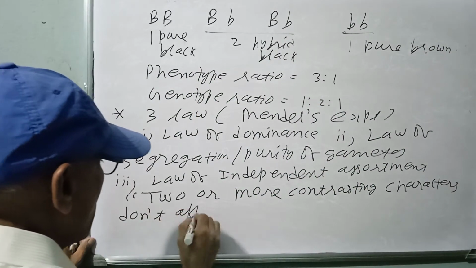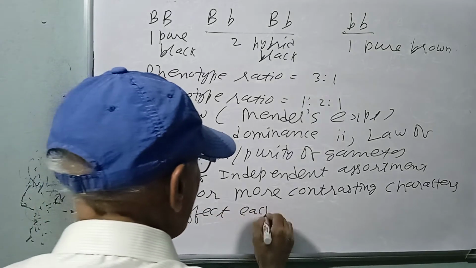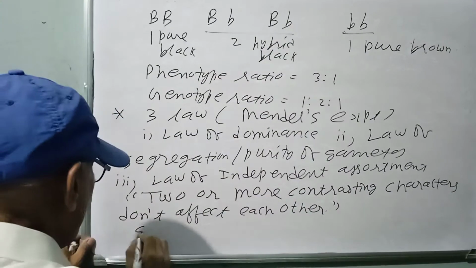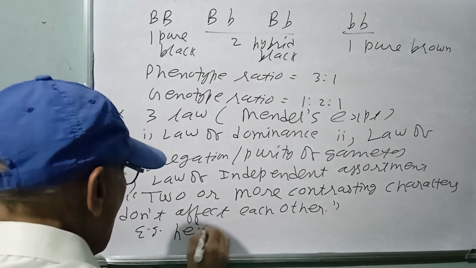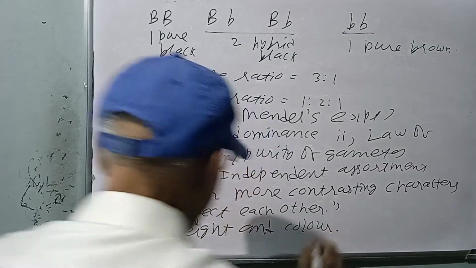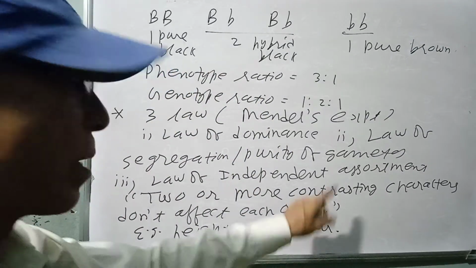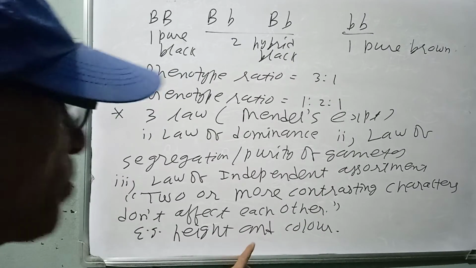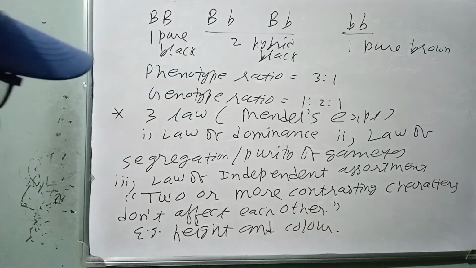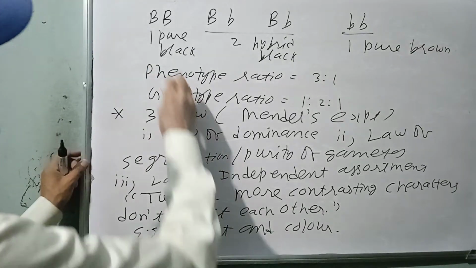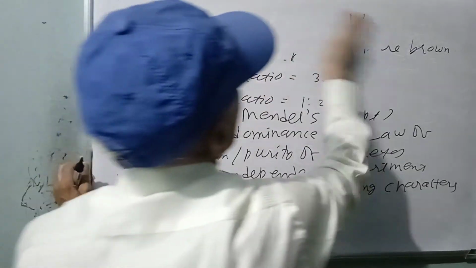For example, height and color. Height does not affect color and color does not affect height, because they are completely different, contrasting traits.